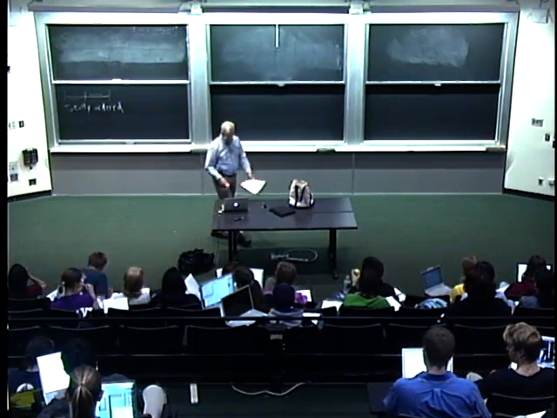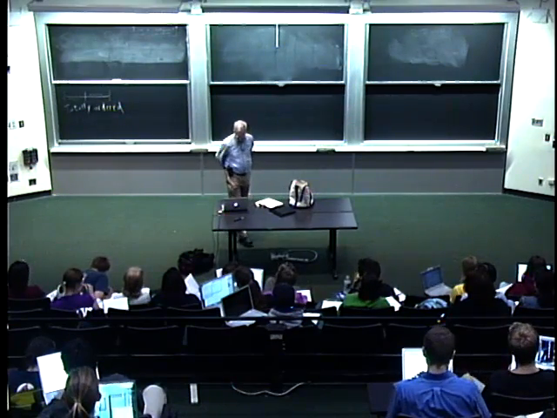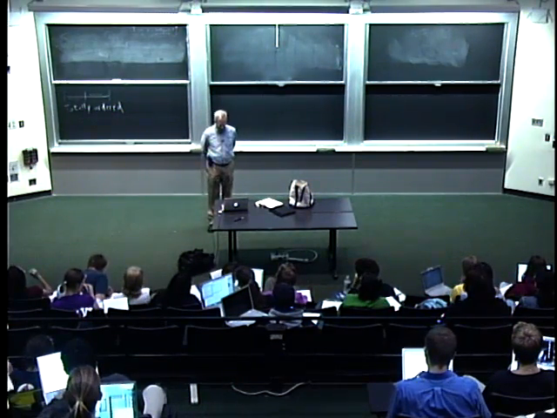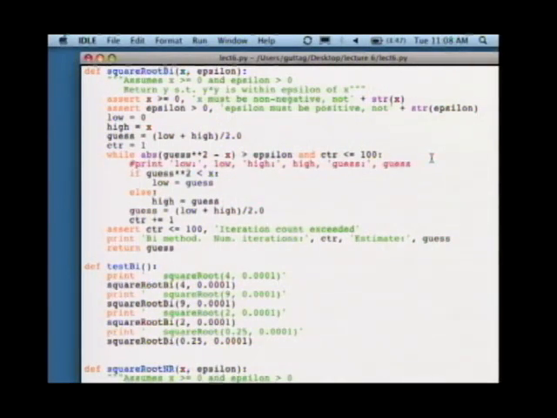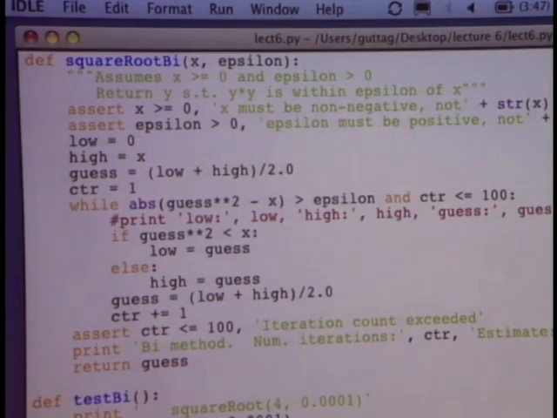I've got the code up for you. I want you to notice the specification at the start. We're assuming that x is greater than or equal to 0, and epsilon is strictly greater than 0. And we're going to return some value y such that y squared is within epsilon of x.